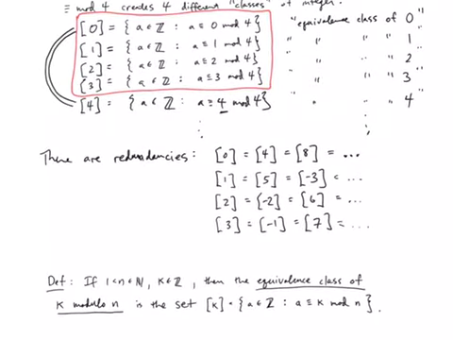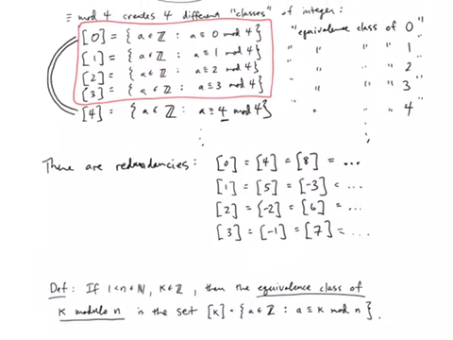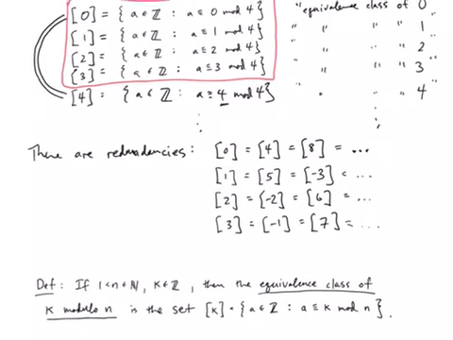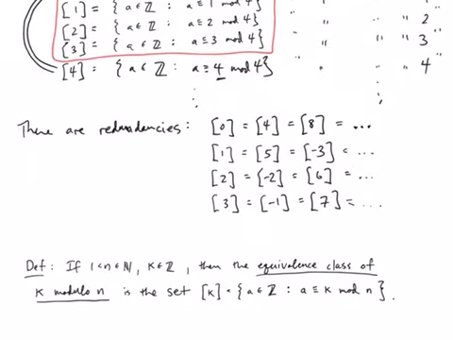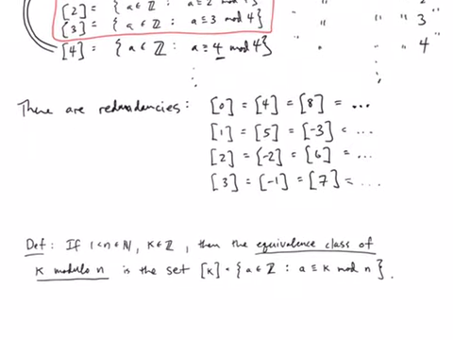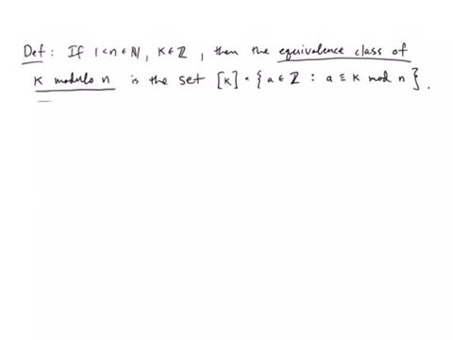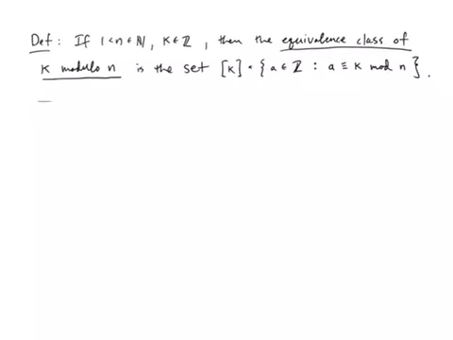Right, so you can see the equivalence class of 0 up here. That was just all of the a that were equivalent to 0 mod 4. So now we just have the general equivalence class of k mod n, which is all of the a that are equivalent to that fixed k mod n. Okay, so let's prove a little proposition about this.